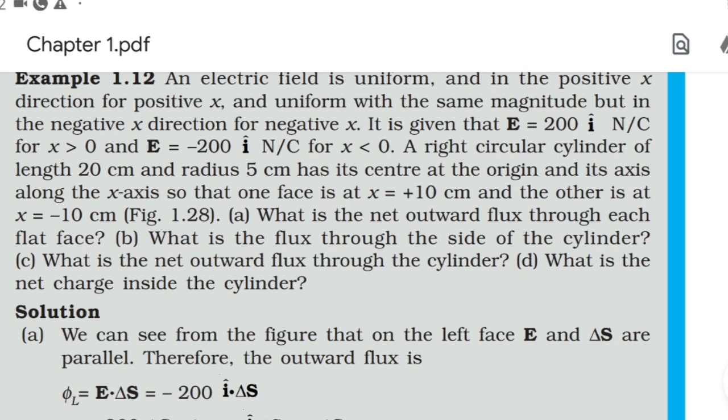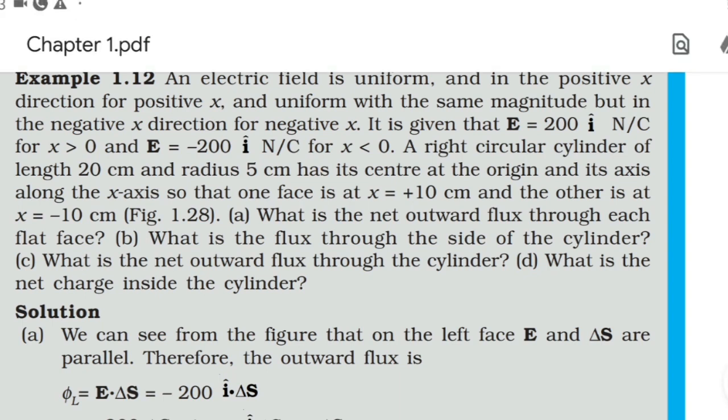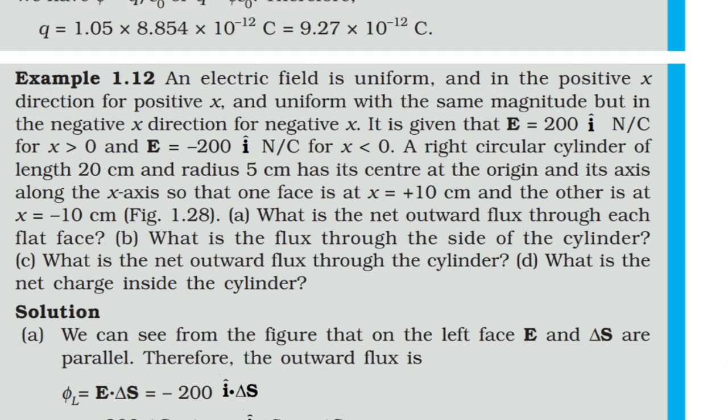A right circular cylinder of length 20 cm and radius 5 cm has its center at the origin and its axis along the x-axis, so that one face is at x equal to 10 cm and the other is at x equal to minus 10 cm. What is the net outward flux through each flat face, what is the flux through the side of the cylinder, what is the net outward flux through the cylinder, and what is the net charge inside the cylinder? So 4 questions are there. Though it's a lengthy question, it is very simple.